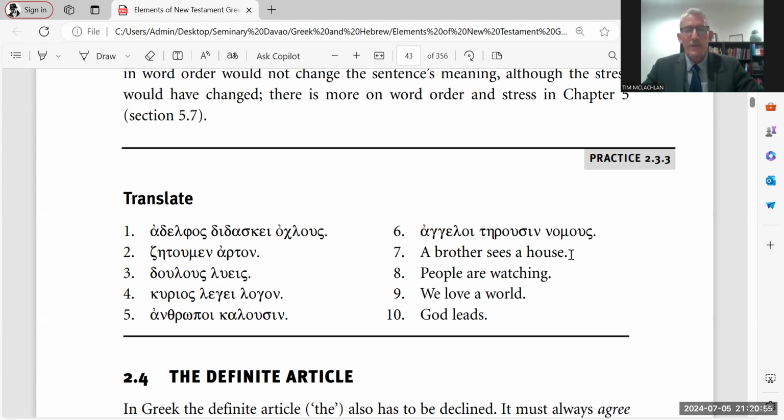So a brother sees a house. Well, you know the word for a brother is adelphos. And in this case, we're not saying he seeks a house. The word just to see is blepo. And in this case, because it's in the third person, you have blepei. So a brother sees: there'll be adelphos as the nominative, and then blepei, taking on the third person singular ending, and a house is oikon. So he sees a house.